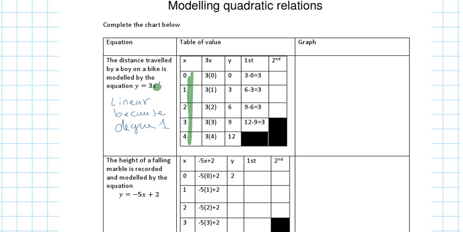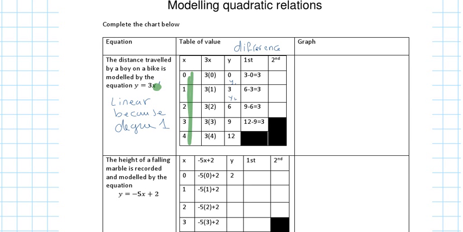Now, what we need to do in a table of values to identify if it's linear or quadratic is find the first difference. When they ask for the first difference, what does the word difference mean? First difference of the y values. So we take y2, the second y, and subtract y1. We always subtract the bottom minus the top. So y2 minus y1.